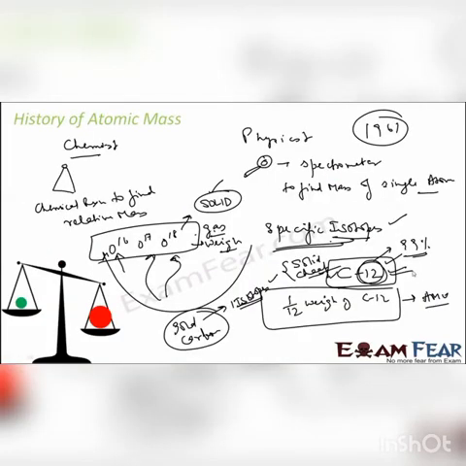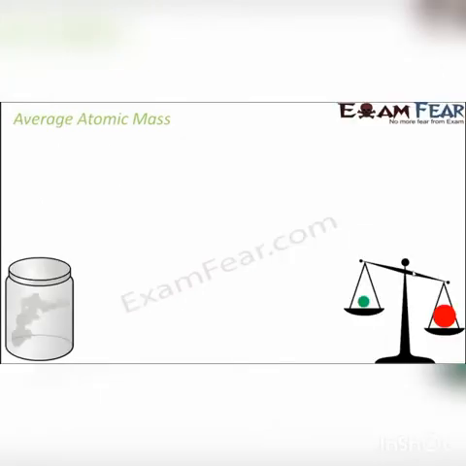What is the history of atomic mass for a given atom? Now let's see average atomic mass. What is average atomic mass? We have so many isotopes of oxygen, for example 16, 17, 18. Let's suppose oxygen 16 is 99%, and oxygen 17 is 0.5%, and oxygen 18 is 0.5%. I don't know the exact figure, so I'm just putting some values.